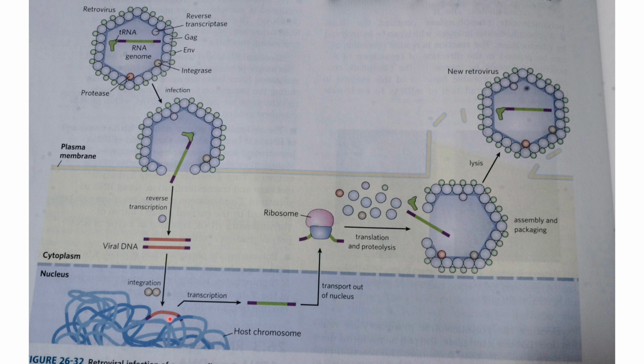This integrates into the host genome, is transcribed, and this virus will be transported out of the nucleus, encounter a ribosome. You get translation, proteolysis, along with the messenger RNA, which can be produced in large quantities and break out and destroy the nucleus. And this is assembled, packaged, and released back into circulation where it can spread to other sites. And if it is a communicable virus, it can be spread to other host systems.